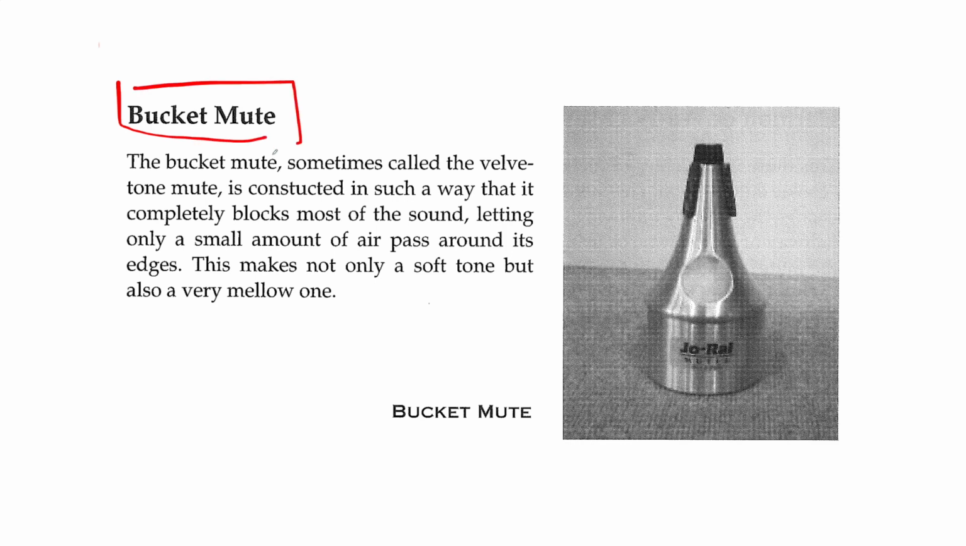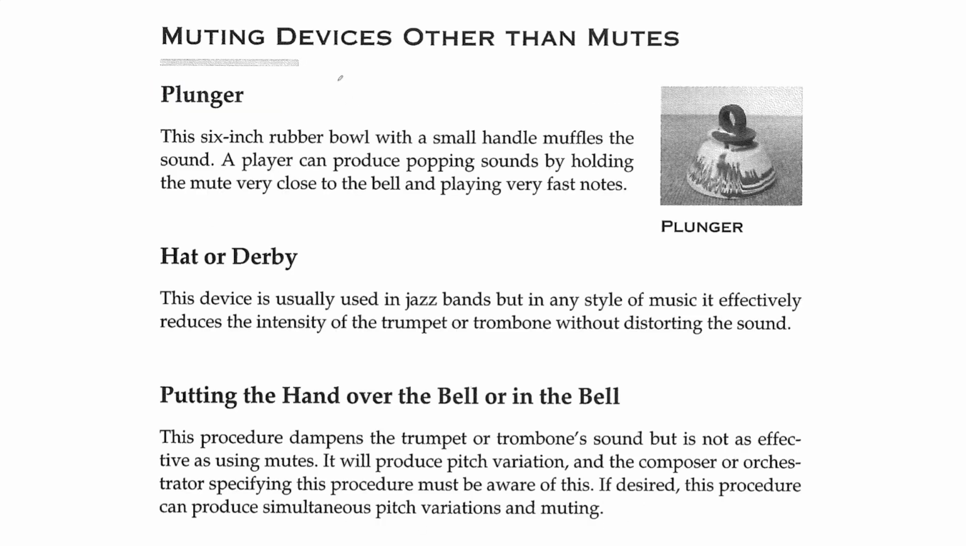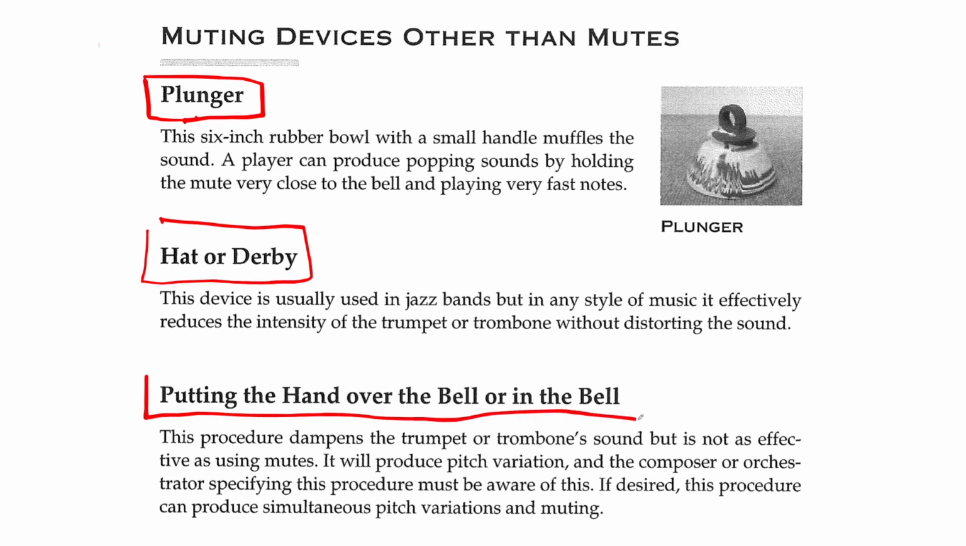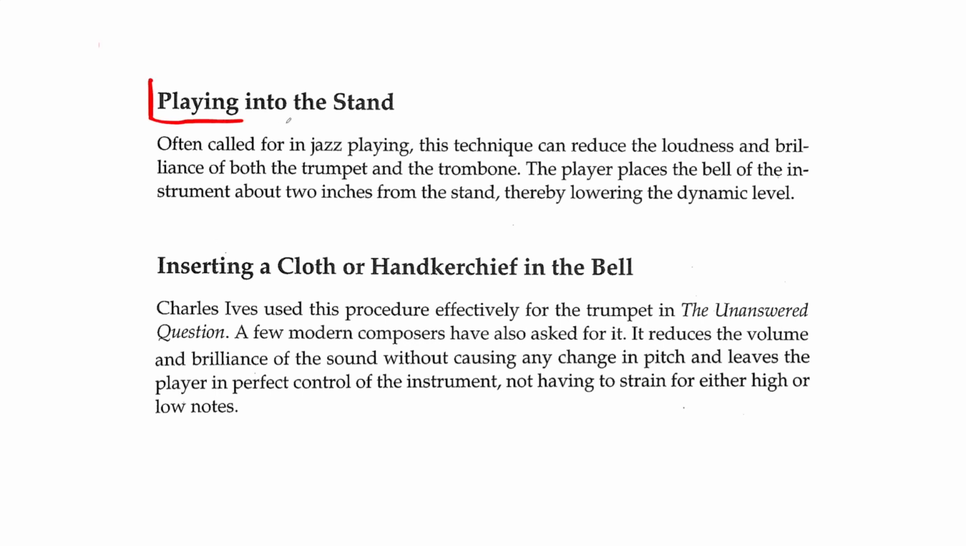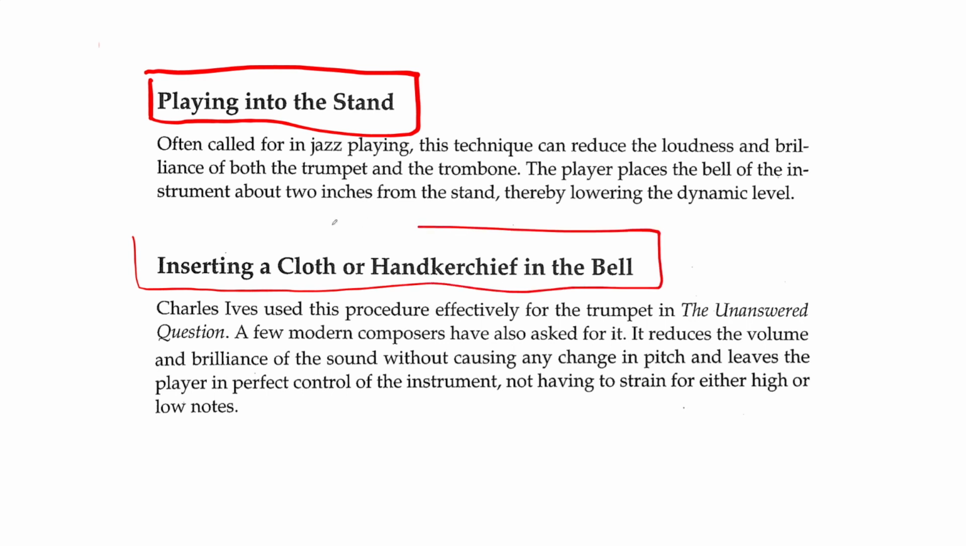We also have other possibilities to mute the instruments. We have a device called plunger. It is not a mute because it is not put in the instrument. It is held in the hand instead. And then we have a device called hat or derby. We can also put the hand over the bell or in the bell. And another possibility is playing into the stand and inserting a cloth or handkerchief in the bell. Those are other creative possibilities of changing the sound.